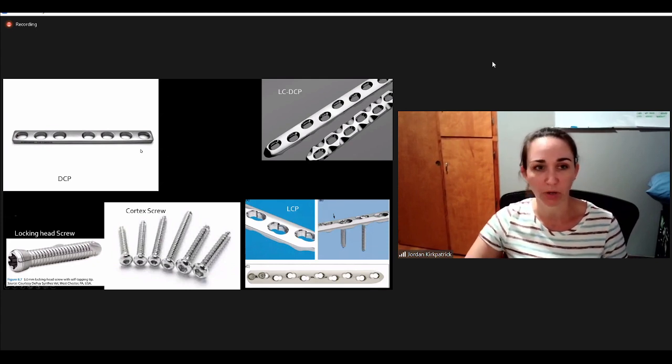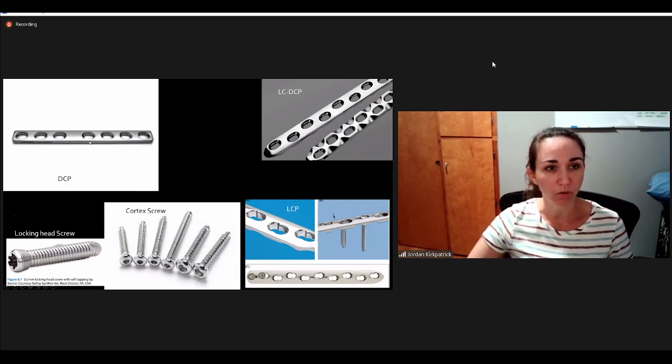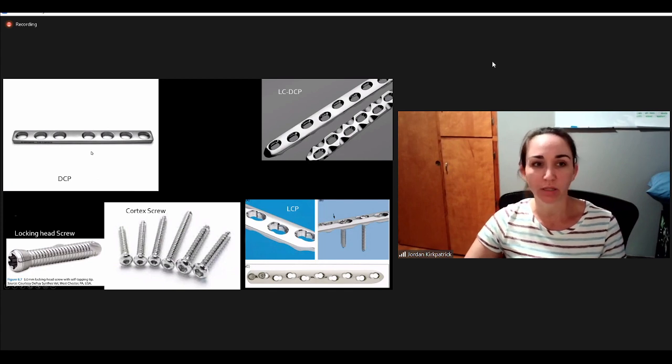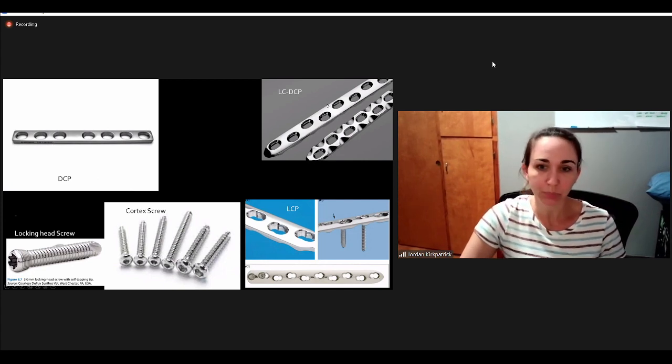The other thing just to point out, you see how all of these holes are in a straight line. This is a narrow plate versus this plate where the holes are kind of offset from each other. This is a broad plate. And it would look the same if this DCP was broad. It would also have holes that were offset.